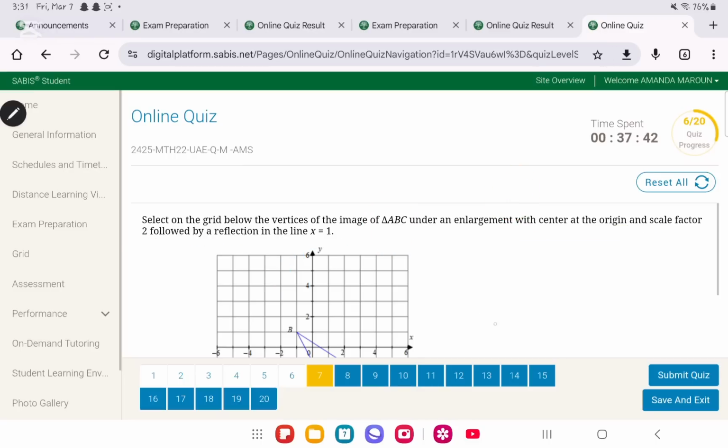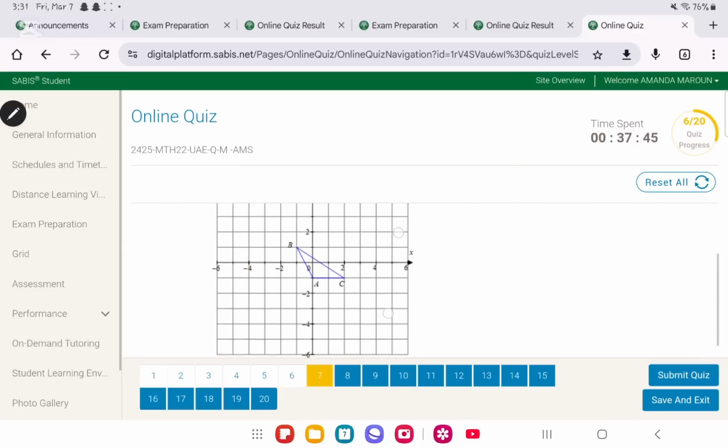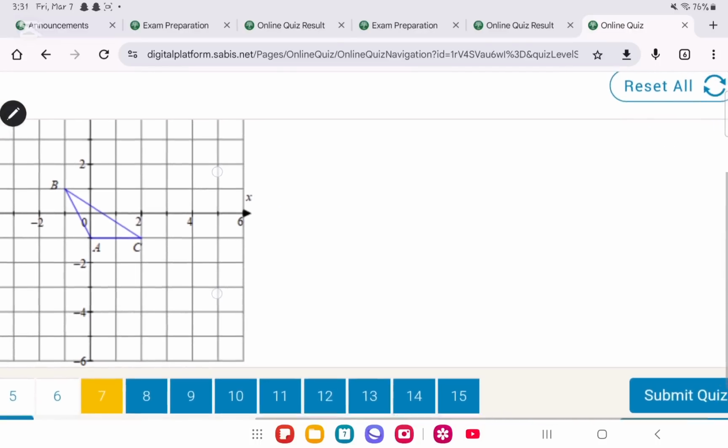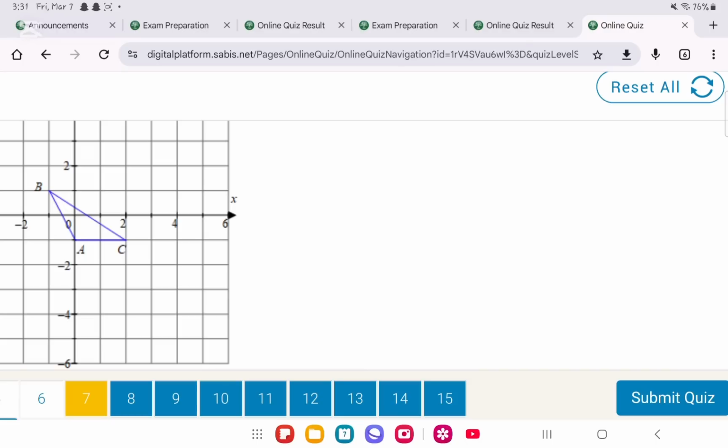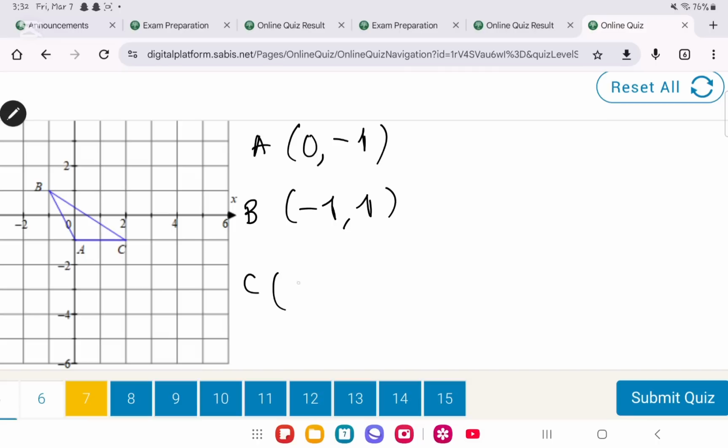Okay, so let us look at this graph over here. I will just make it like this so we will have enough space. First of all, let us put our points. Our points are A, B, and C. We know that A, based on the graph, its point is 0, minus 1. B, based on the graph, its point is minus 1, 1. And C, based on the graph, its point is 2, minus 1.